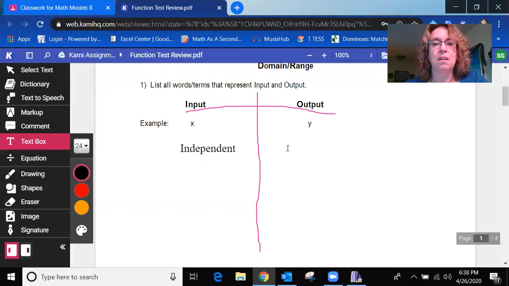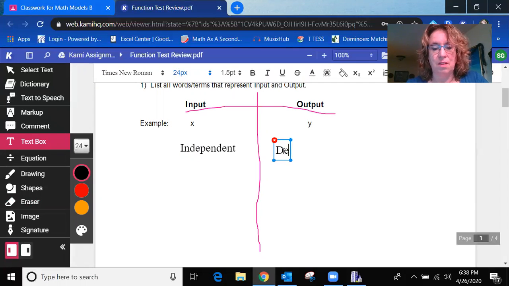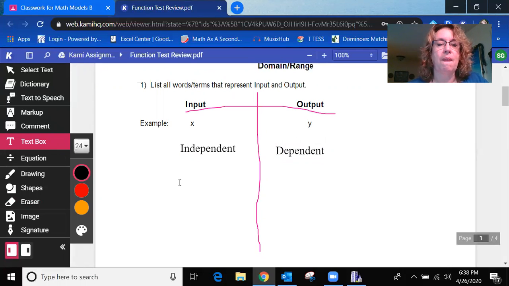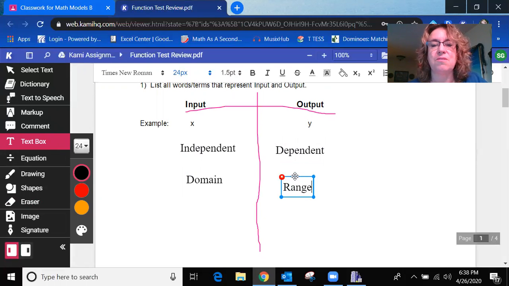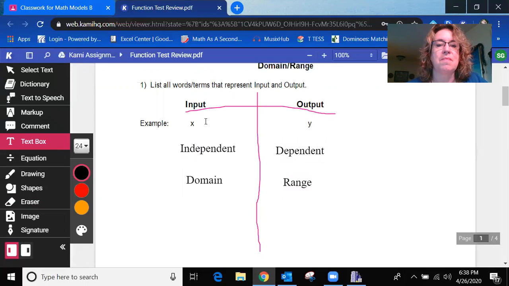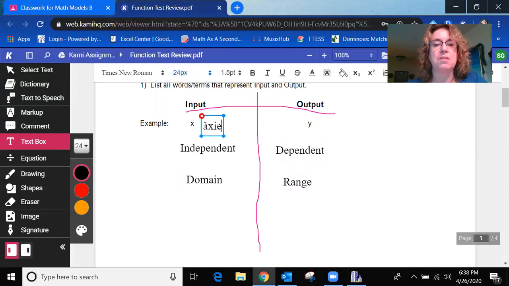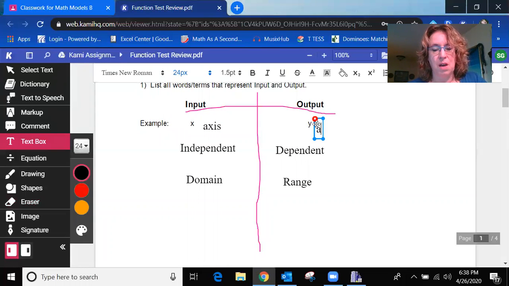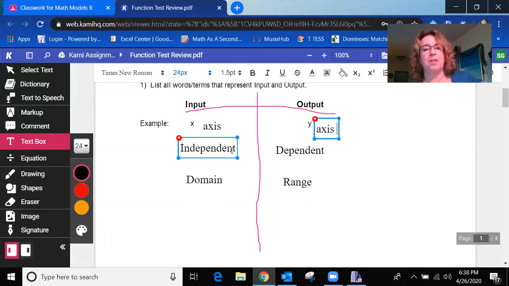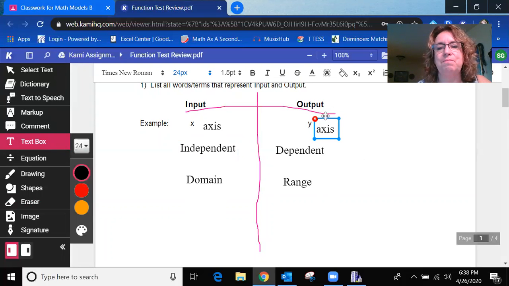Independent, dependent, domain, range, x-axis, y-axis. Ain't that strange? So it's too hot, I'm going to take it off, check it off. X and Y, but it could be the x-axis.